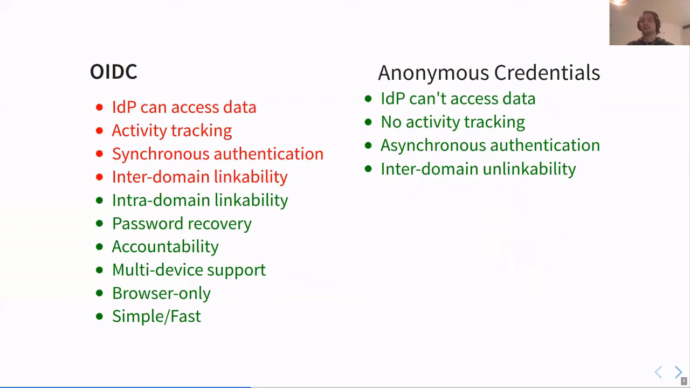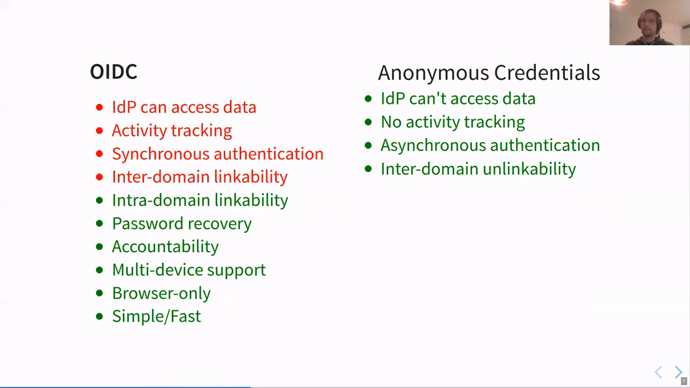When we compare OpenID Connect against anonymous credentials, we can split their features into two distinctive groups. OpenID Connect struggles with privacy protection, but it's great for ease of use, practicality, and accountability. On the other hand, anonymous credentials provide much better privacy protection, but are more difficult to deploy.